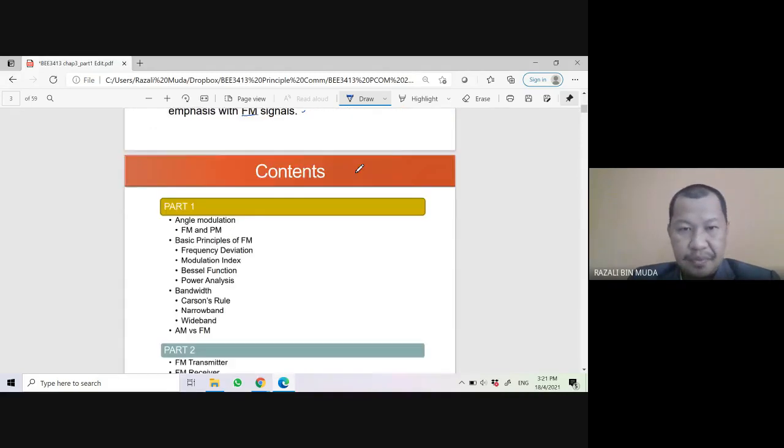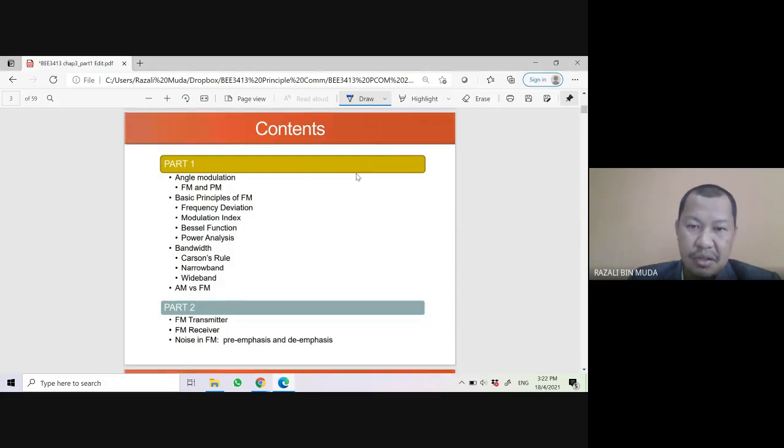Okay, next. So basically, this is the contents of chapter 3. Part 1, which is now angle modulation, which is divided into FM and PM. So FM is frequency modulation, and PM is phase modulation. M is modulation. Frequency and phase modulation, FM and PM.